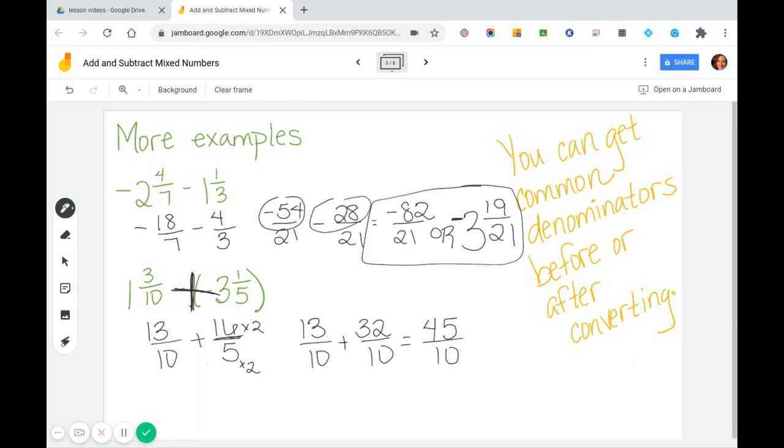That can be reduced. If they end in 5 and 0, then they can both be divided by 5. So 45 divided by 5 is 9, and 10 divided by 5 is 2. You can leave it that way unless it's not allowed or unless it's multiple choice and you don't have an improper option. So you could convert that. 2 goes into 9 4 times. That would be 8. So there's 1 left over, 4 1/2.